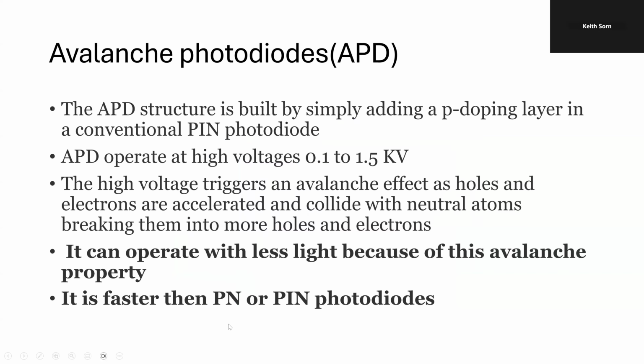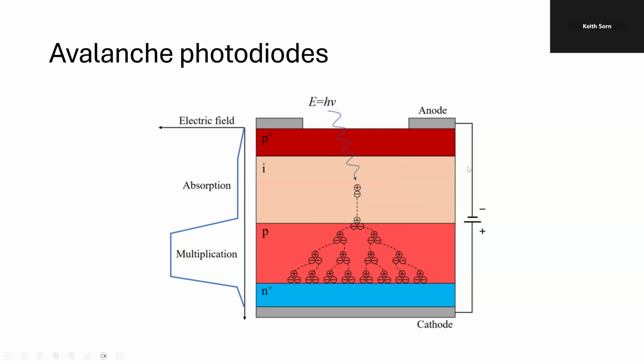Okay. The avalanche photodiode can operate with less light because of this avalanche effect. So at the end of a long cable run, where there's less light, the avalanche diode is better. The avalanche diode is much faster than a PN or PIN photodiode. Again, the picture of an avalanche photodiode and the chain reaction that occurs to create more charge carriers, making it faster and able to operate in lower light.